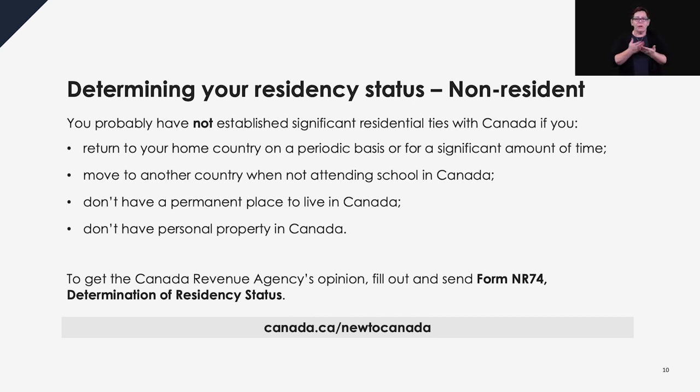If you need help to determine your residency status for tax purposes, you can fill out form NR74 Determination of Residency Status and send it to the address on the form. The CRA will give you their opinion about your residency status. For more information on determining your residency status, go to canada.ca/new-to-Canada.